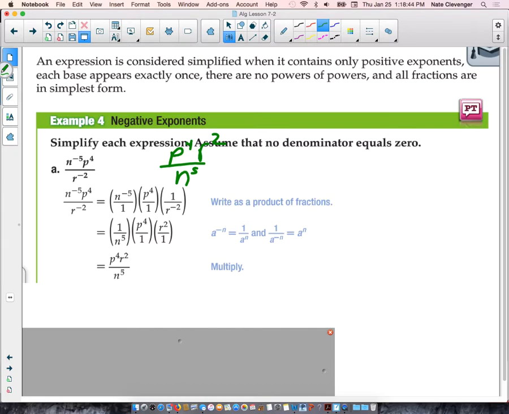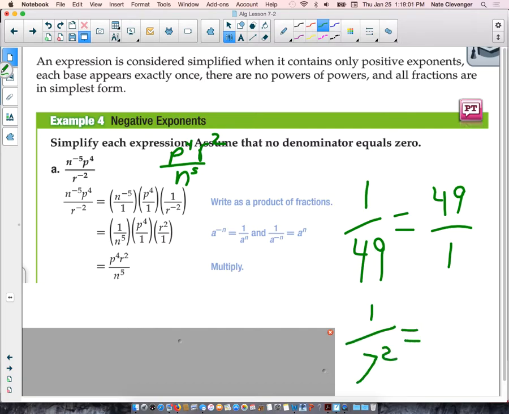Okay? If we took 1 over 49, what's the reciprocal of 1 over 49? 49. Well, if I write this as an exponential, that would be that. And if I wanted the reciprocal of it, it would be 7 squared over 1. Hold on, ignore what I just said there.